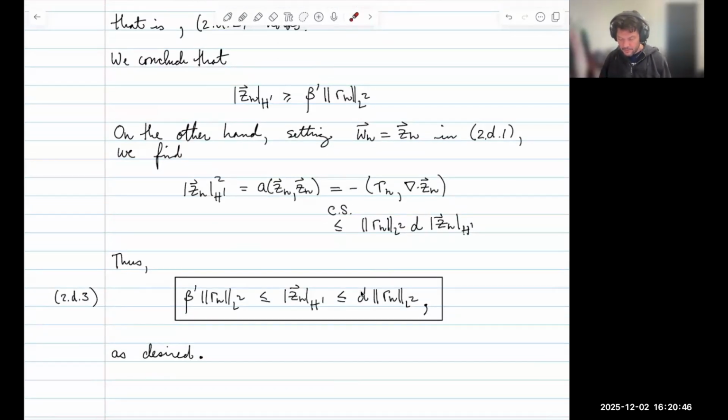Plug in WH, set that equal to ZH. And then I get the H1 seminorm squared. That's equal to the right-hand side. Use the Cauchy-Schwarz inequality. It's pretty easy to show that when I apply Cauchy-Schwarz, it's going to be the L2 norm of this object, but the L2 norm of that object is less than or equal to D times the H1 seminorm of ZH. We've shown that in one or two other locations. So that gives the upper bound. Because of cancellation, I can divide one of those away, and so I get this. So that is part D.